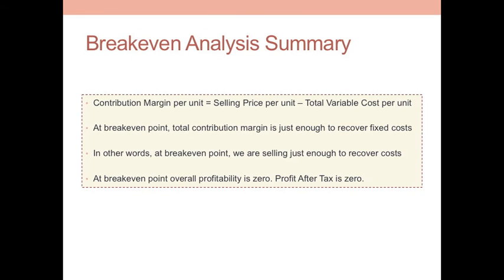To summarize break-even analysis, the contribution margin per unit is simply selling price per unit minus variable cost per unit. At the break-even point, total contribution margin is just enough to recover fixed costs. In other words, at break-even point, we are selling just enough quantity to recover our costs, and therefore at the break-even point, overall profitability is 0 and profit after tax is 0 too.